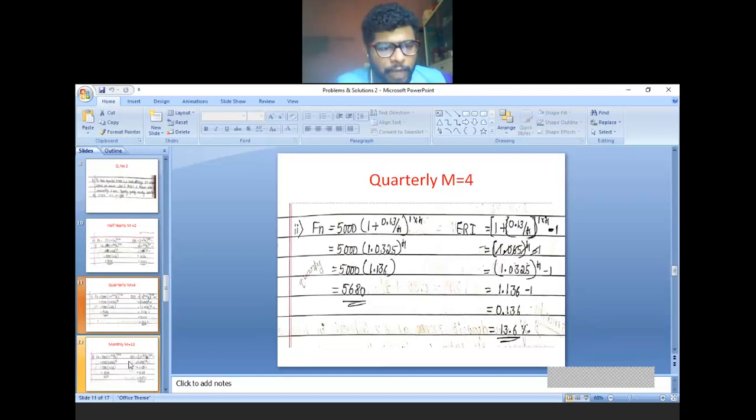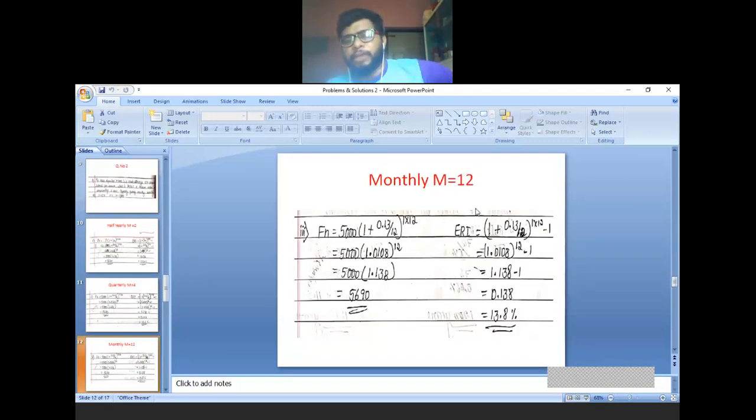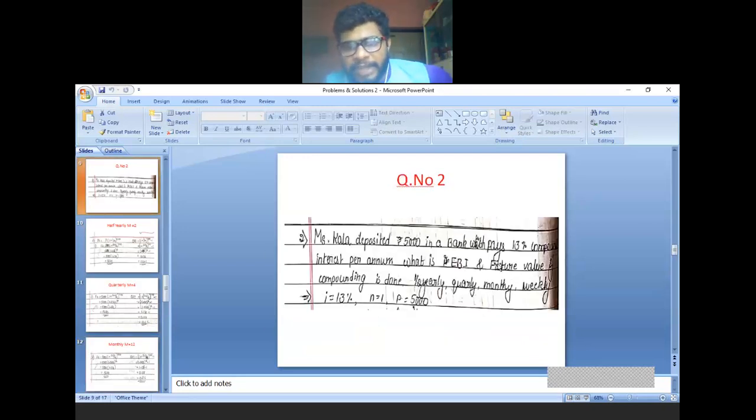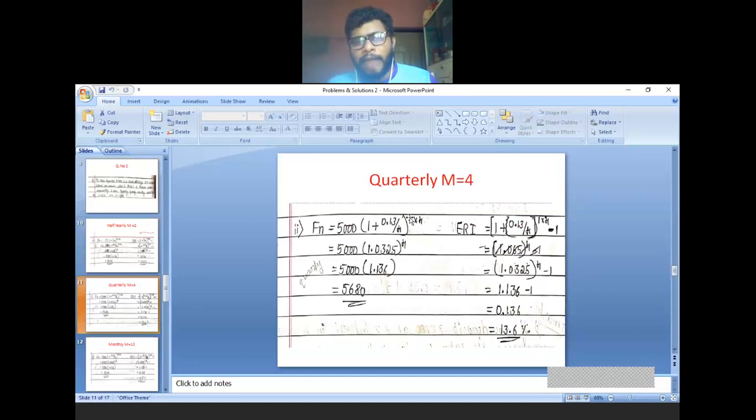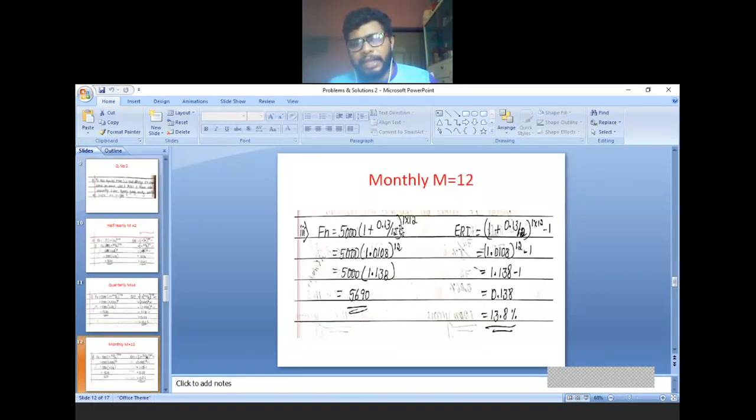That is quarterly calculation. Monthly calculation, M is equal to 12. Wherever M is there, you have to apply 12. Now, try to understand, in this particular problem, number of years is not given. Therefore, I am using number of years as 1. Normally, number of years they will give in the problem. If they are not giving number of years, use 1. Therefore, in monthly, quarterly calculation, N I am using 1. So you will get the answer.